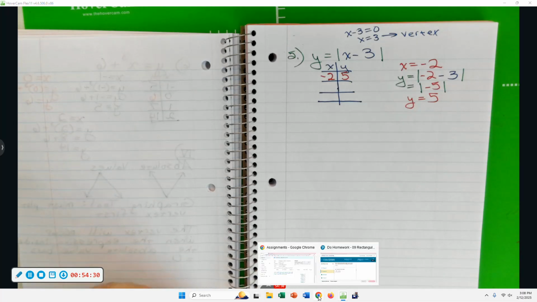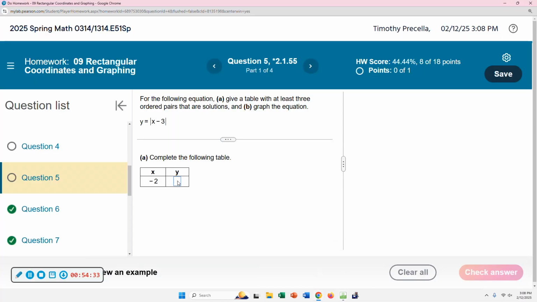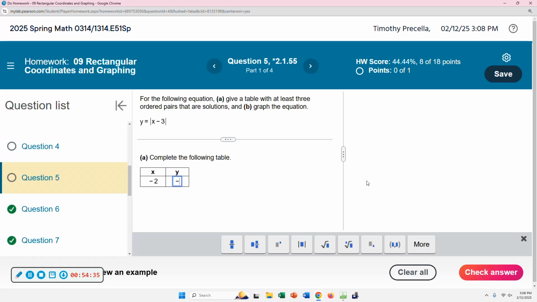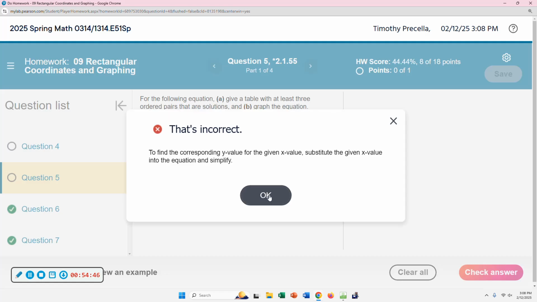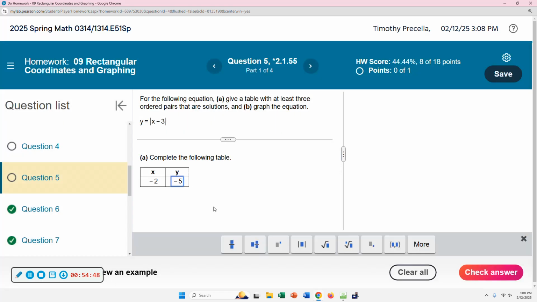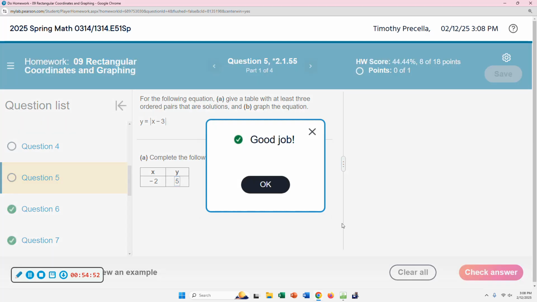I wonder if I incorrectly put negative 5, and this is a common mistake, I forgot to take the absolute value. Is it just going to say wrong? Yeah, it just says wrong. But you've got to take that absolute value. So 5.